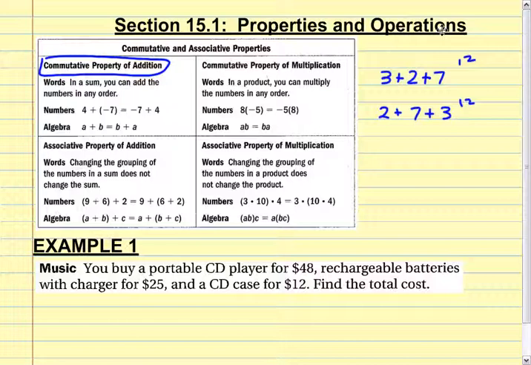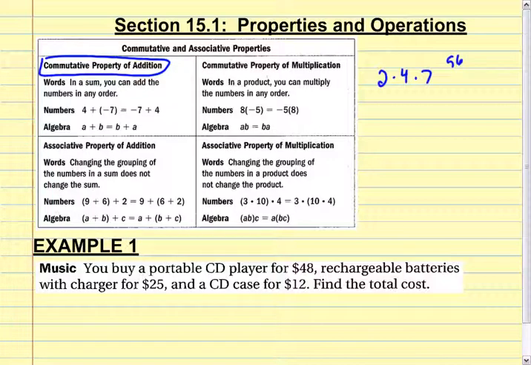Now, let's talk about multiplication. How about 2 times 4 times 7? Can you tell me what that equals? What's 2 times 4? 8. Times 7? 56. Great. Now, do you agree they're all being multiplied?